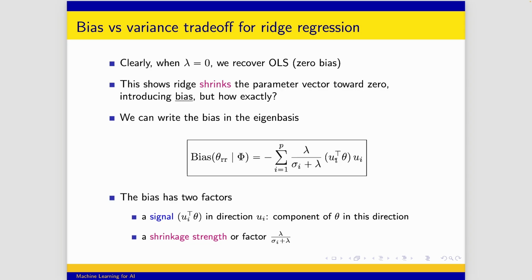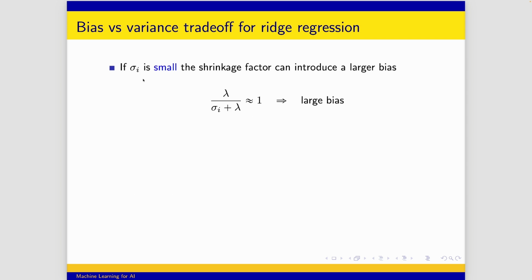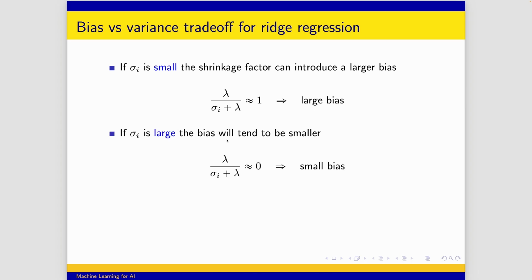So this will depend on how much of theta lies in that direction. Maybe very little of it lies in that direction, in which case this dot product would be very small. But maybe a lot of theta lies in that direction. The component of theta in this direction is large, in which case we could potentially be shrinking it a lot. Now, if we have a small eigenvalue, then this shrinkage factor becomes approximately 1. And so we could get a large bias. It depends on the size of the other factor.